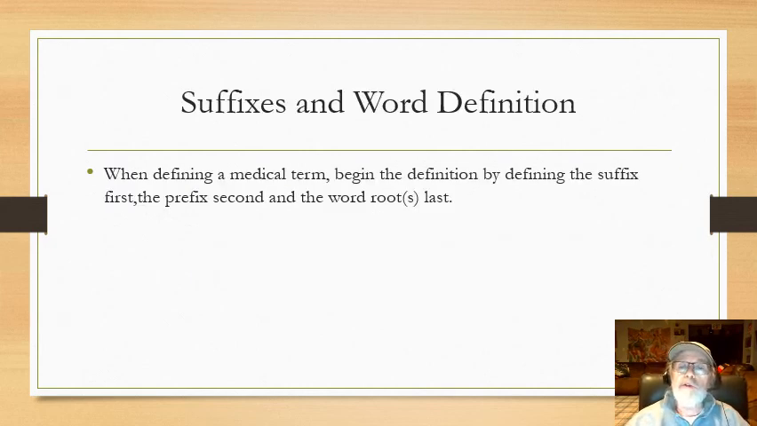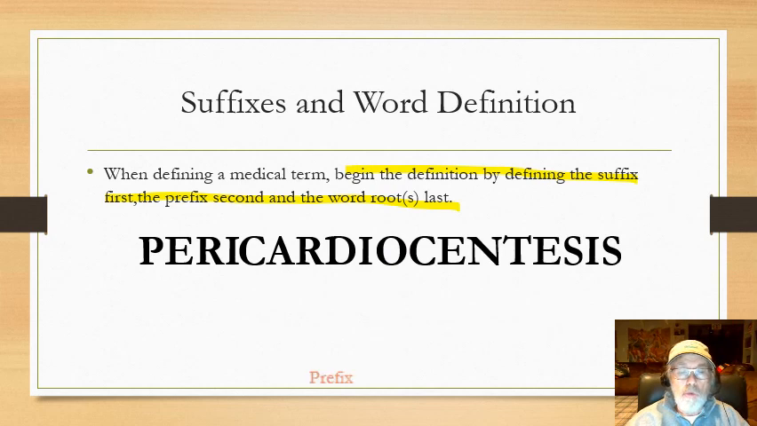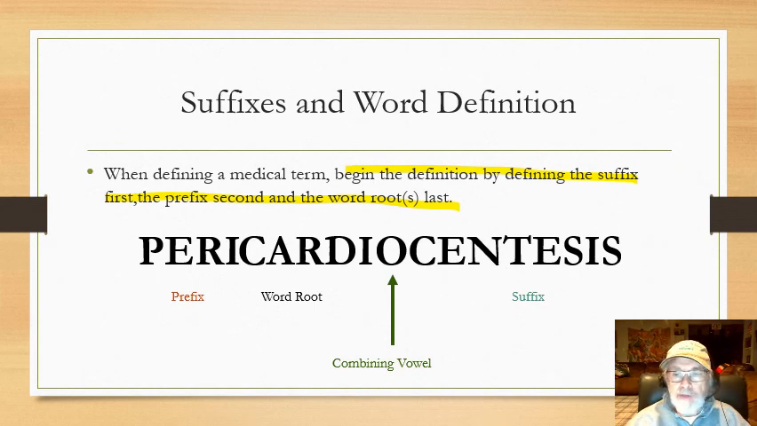When defining a medical term, again, begin the definition by defining the suffix first, and then jump to the beginning and go back, and then read from left to right, okay, as we talked about in our rules before. So if I take pericardiocentesis, my gosh, that sounds like a $5 word. And basically, let's look at this. What we do is let's take the suffix.